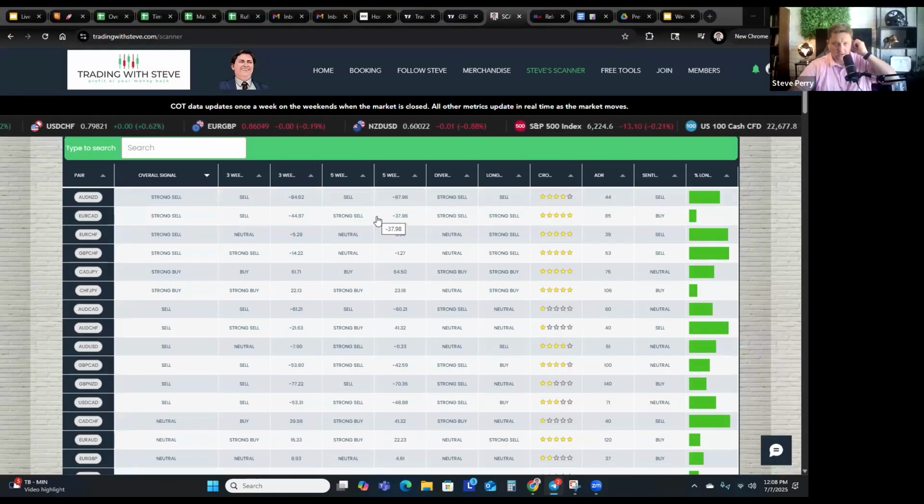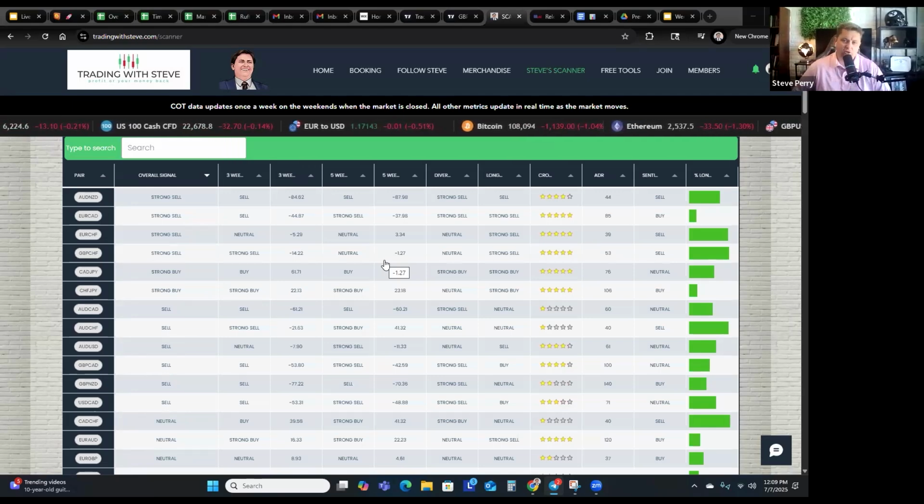All right. Another thing to remember is that Steve's scanner is highly dependent. In fact, 6 of the 7 different variables we monitor with Steve's scanner are based off of COT data. For those that don't know, COT stands for Commitment of Traders Report, and it comes from the CFTC. It's a financial regulatory authority here in the United States, and they give us this COT report every Friday, and it's a summary of what the banks have been buying and selling.